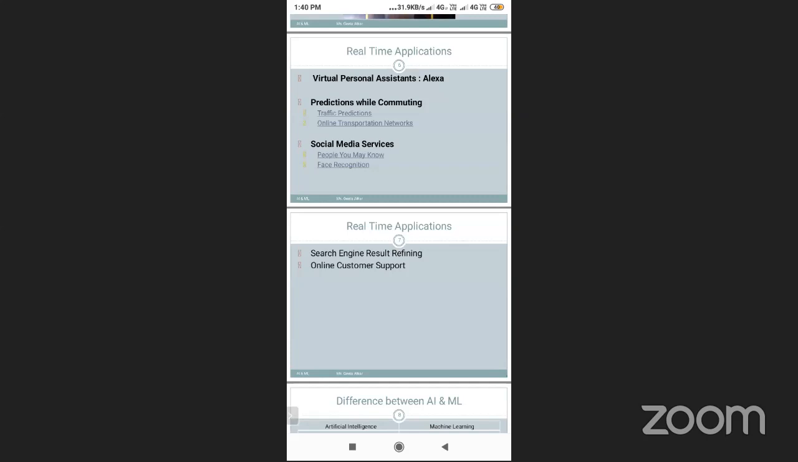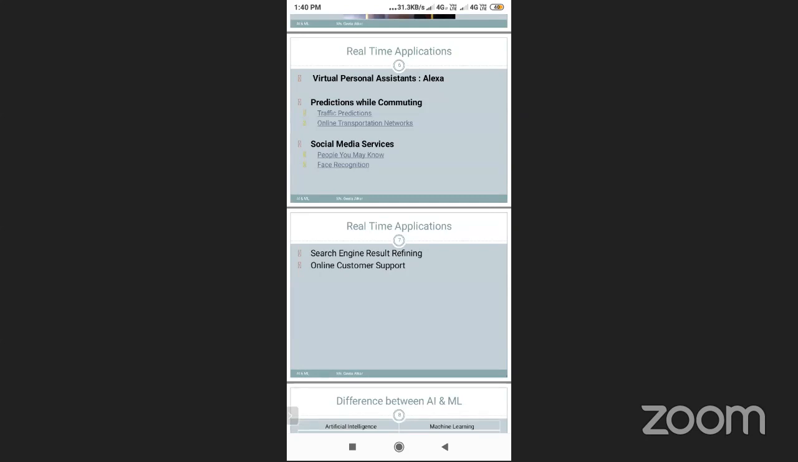So automatically that result will get displayed, or we will get the output of that particular query in a short amount of time. So this is the search engine result finding. Okay, so this is one of the examples of machine learning.